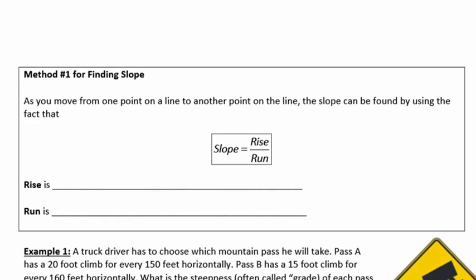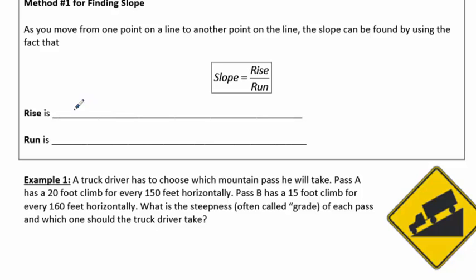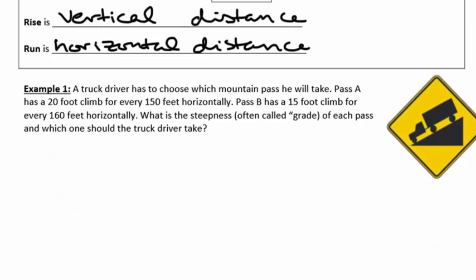The first method for finding slope is to compute the ratio of the rise to the run. Rise is the amount of vertical distance and run is the amount of horizontal distance. In example 1, a truck driver needs to choose which mountain pass to take. Pass A has a 20-foot climb for every 150 feet horizontally. So the climb is our vertical distance. The 150 is our horizontal distance, that's our run.